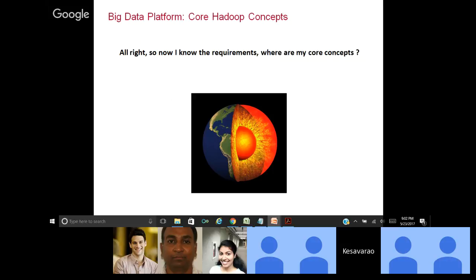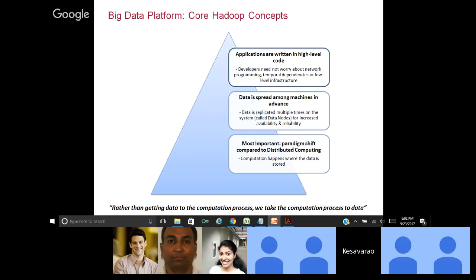Now we are getting into some basic concepts here, because it is important to understand these things. Without a fundamental understanding of why big data, why Hadoop, and some of this stuff, you may not be able to digest any solution you create. Okay, so you know the requirements, but what about your core concepts, right? If you see this pyramid, this is very, very important. Pay attention to this.